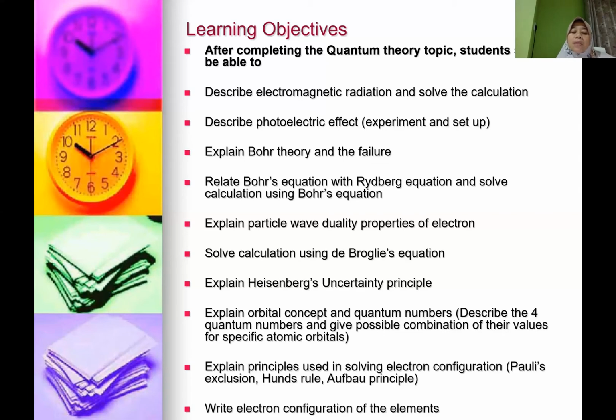Explain Heisenberg's uncertainty principle. You should be able to solve questions on orbital concept and quantum numbers. Especially that you should be able to describe the 4 quantum numbers, possible combination of their values for specific atomic orbitals, and also explain the 4 principles to be used when solving electron configuration. And of course, the last one is to apply the principles in writing the electron configurations of the elements.